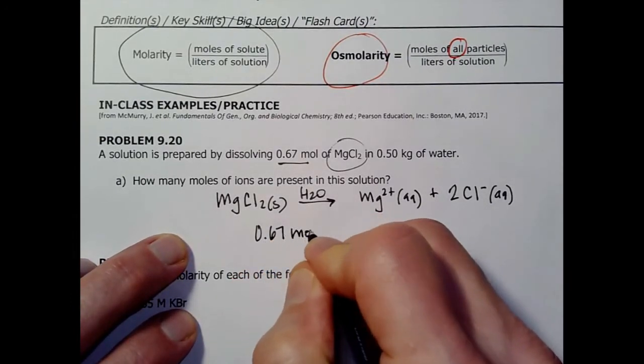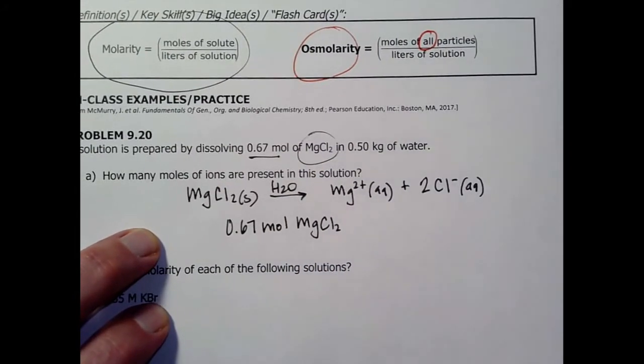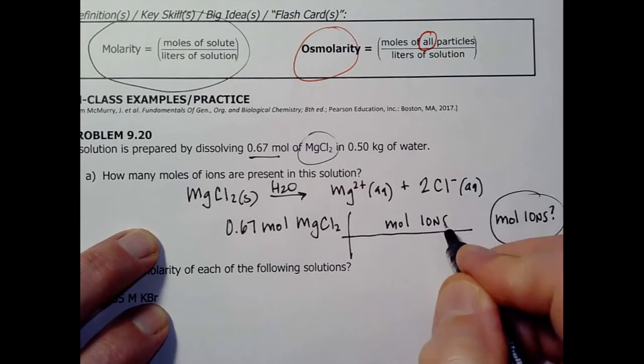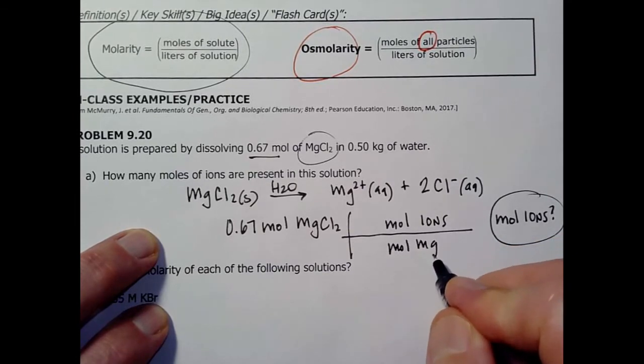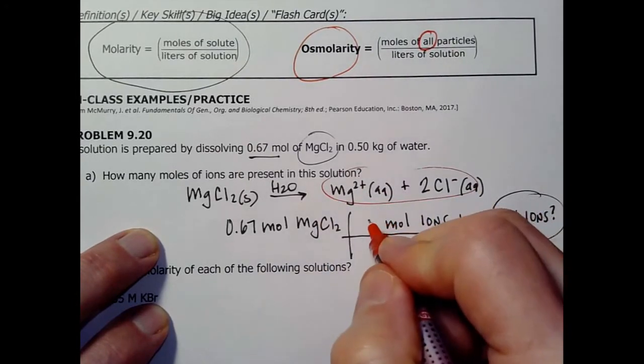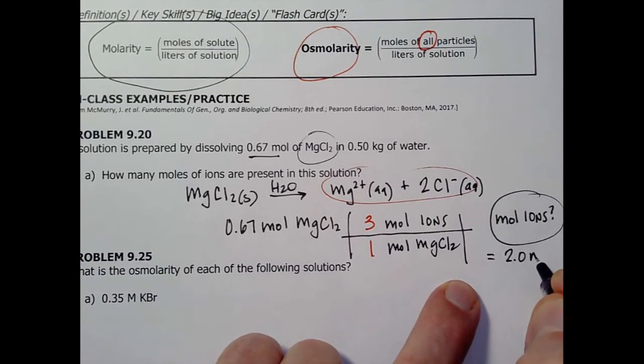0.67 moles of magnesium chloride. And I want to get to total moles of ions. Moles of ions. That's what I'm trying to get to. I can say, okay, moles ions, moles MgCl2. Well, I'm getting 3 for 1. 3 for 1. Stop the video if that doesn't make sense. Think about that. That gives me 2.0 moles of ions total.